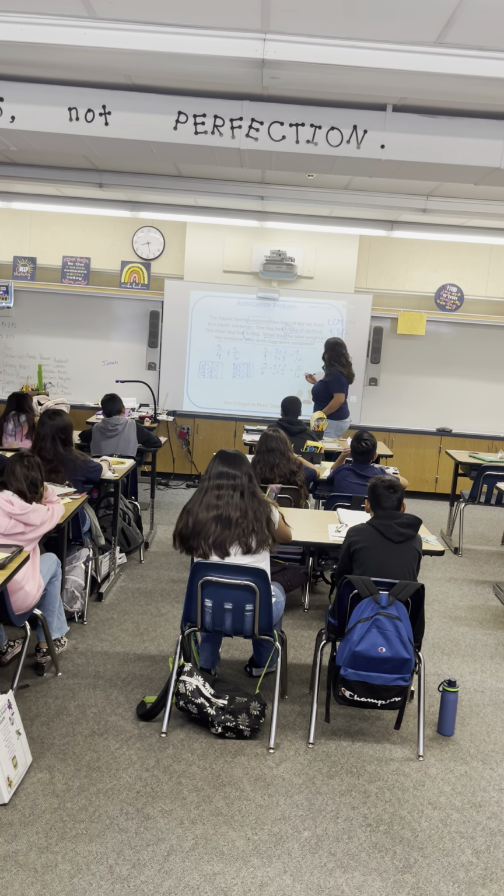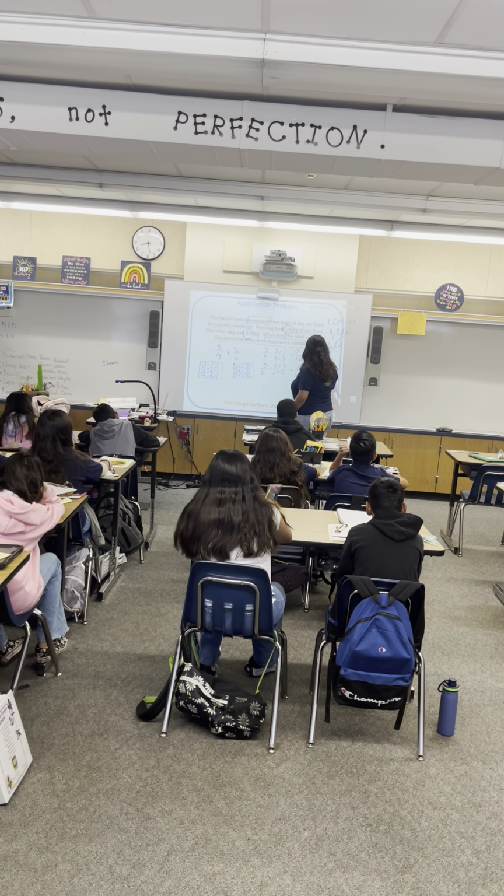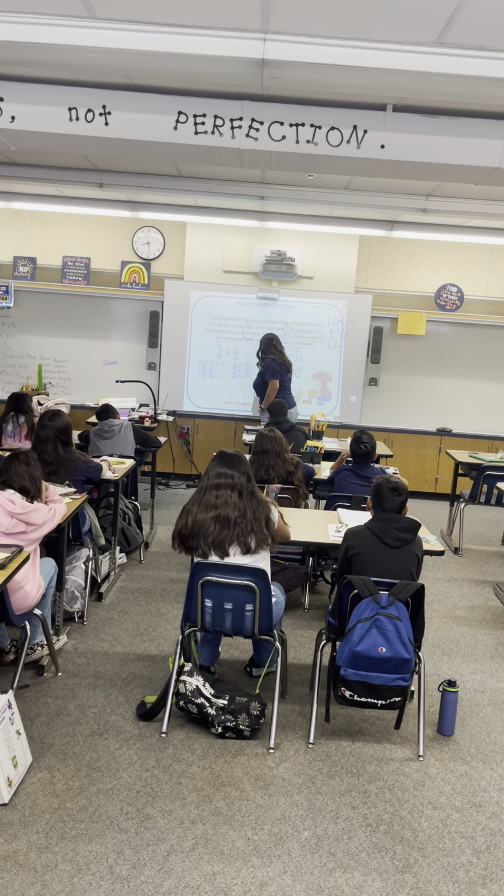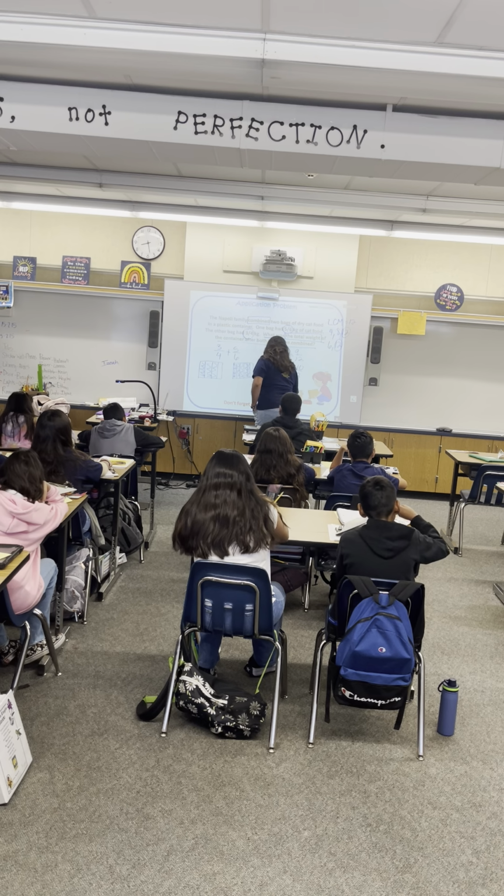Isaiah: Add it into a mixed fraction. So add them together, right? What am I going to add together now? 9/12 and 10/12. 9/12 plus 10/12, which equals 1 and 7/12.